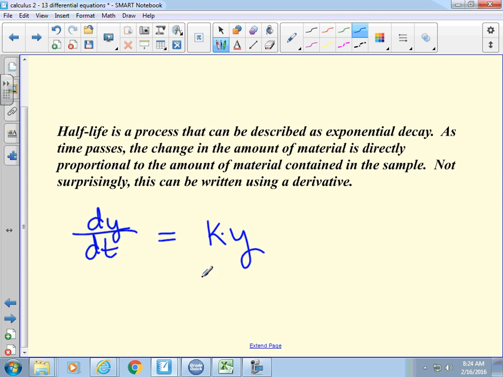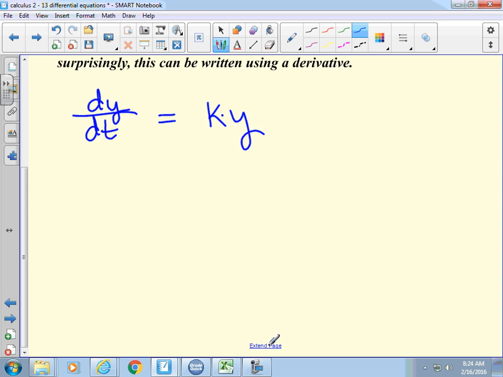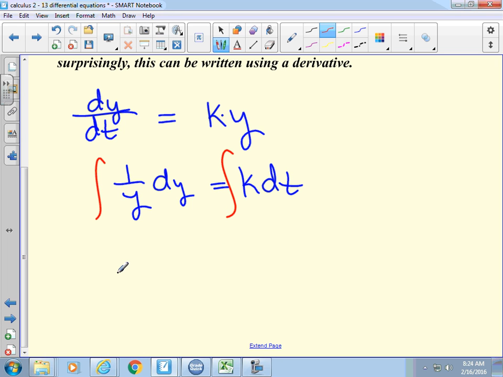So this is the exponential growth / decay as a differential equation. I could solve this differential equation. I am going to do that. Is k a variable? It is a constant. So I end up with 1 over y dy equals k dt. You may recognize this. We actually did it a couple days ago, this exact problem.